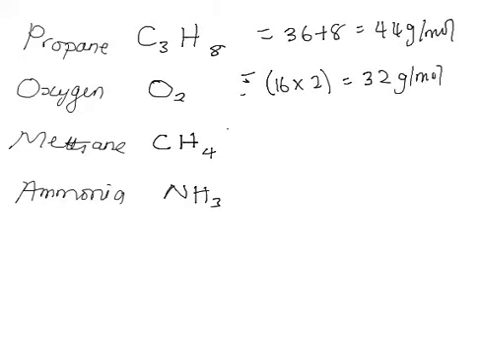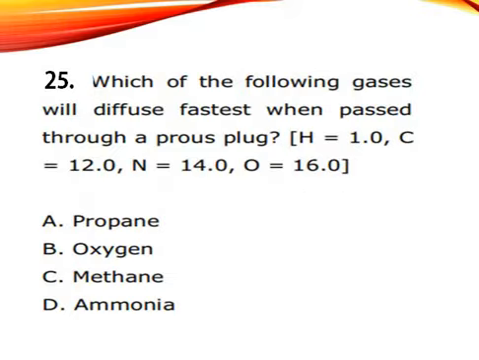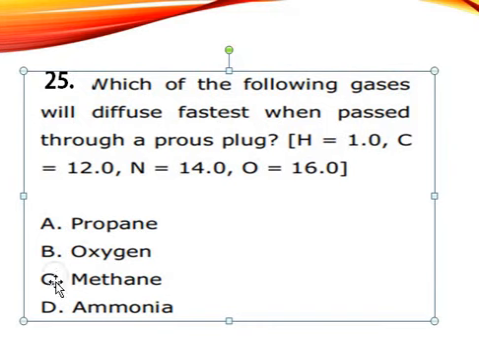For methane, we have 12 plus 4 into 1. That's 16 gram per mole. And for ammonia, we have nitrogen to the 14. So we have 14 plus 3 times 1. That's 17 gram per mole. So of course, which is the lightest here? We have methane as 16, this is 17, this is 32, and that has 44. Our answer will be methane, which has the lightest mass. So our correct option is C, which stands for methane.